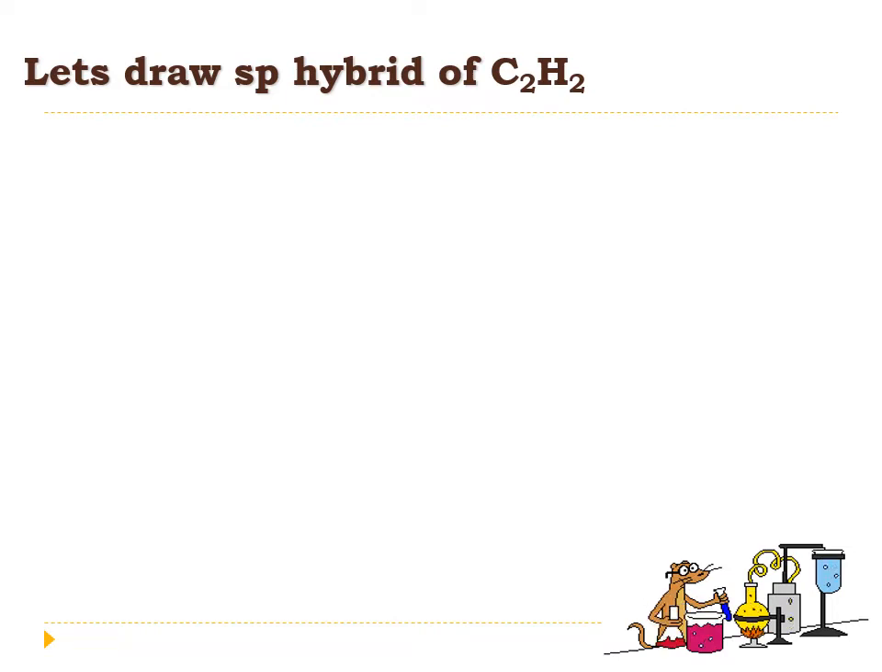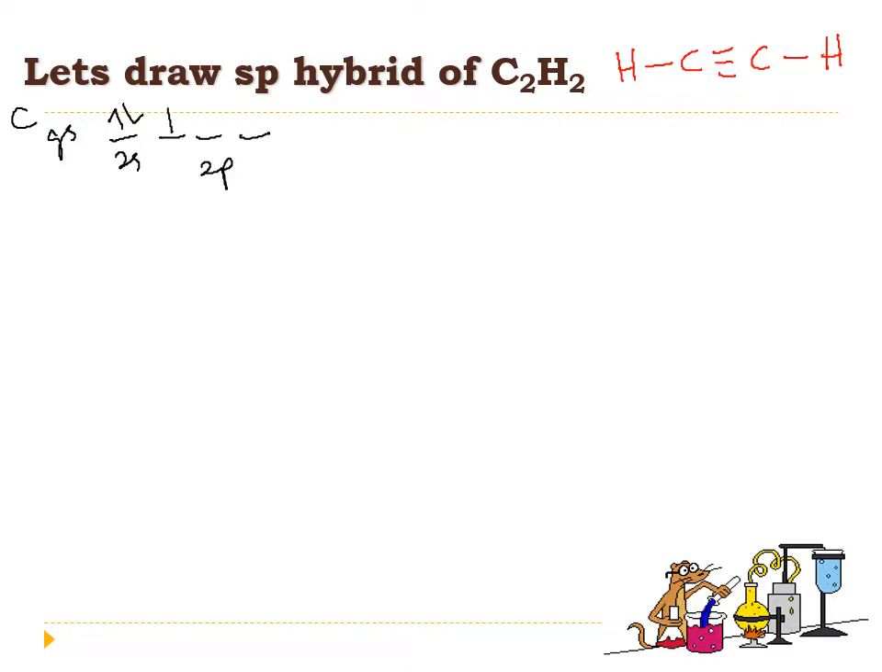Another example for sp hybridization is ethyne, C2H2. So firstly, we draw the skeletal structure of this compound. It's linear like this, having a triple bond in between the carbons. So let's look at carbon. The ground state for carbon as a central atom is 2s2, and then it has 2p, 1 and 2.